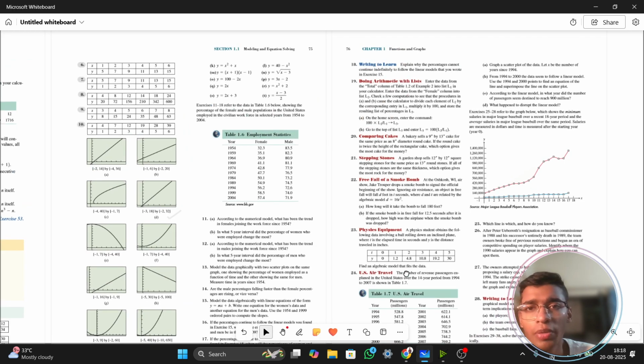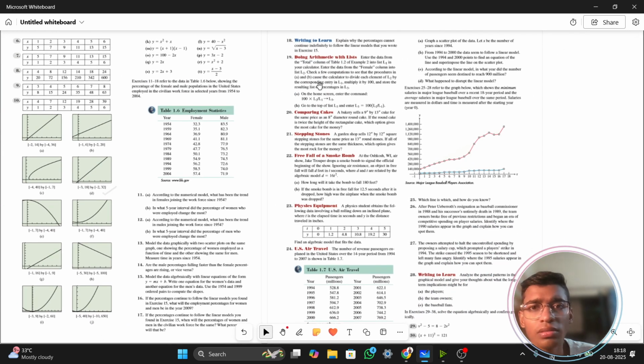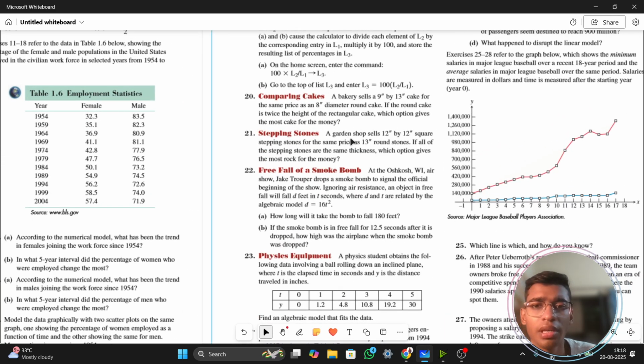Now coming forward, we have questions 18, 19, 20, 21. Let's come to 21. A garden shop sells 12 inches by 12 inches square stepping stones for the same price as 13 inches round stones. If all the stepping stones are of the same thickness, which option gives the most rock for the money?